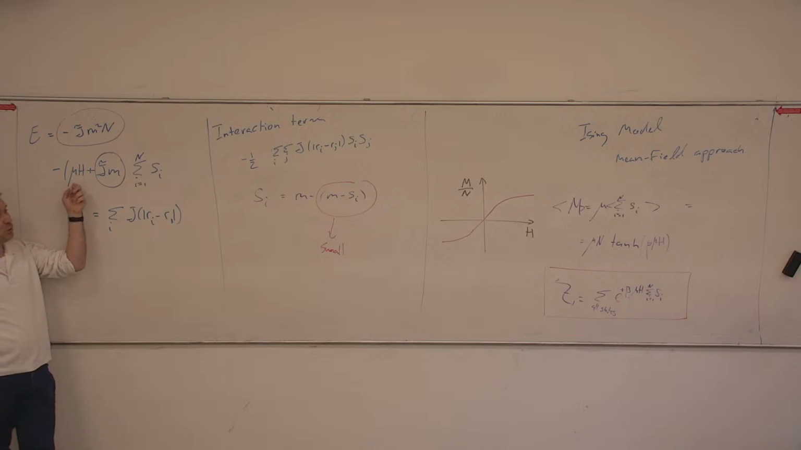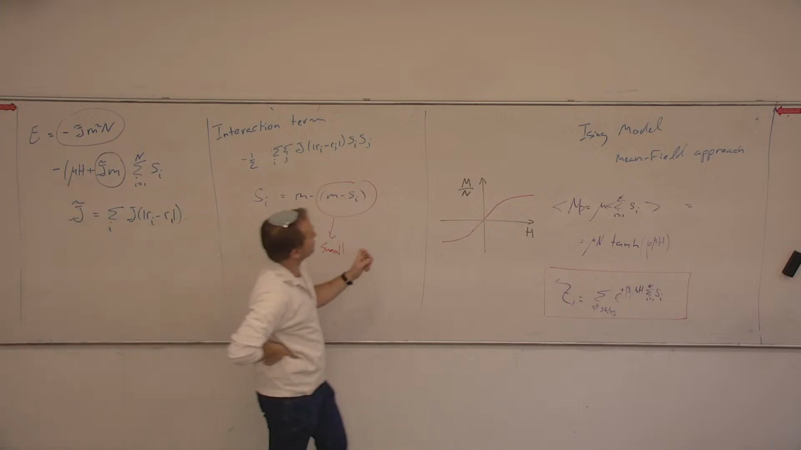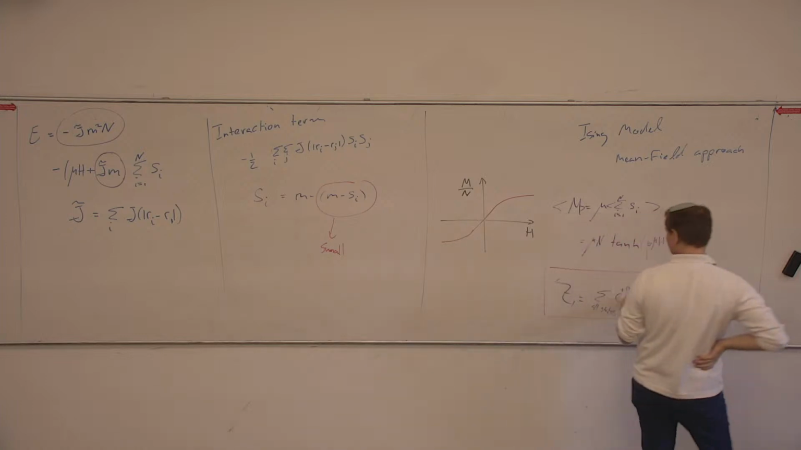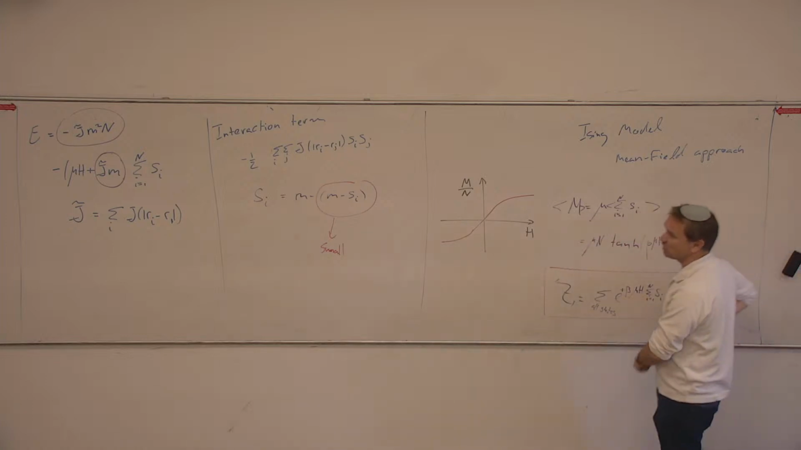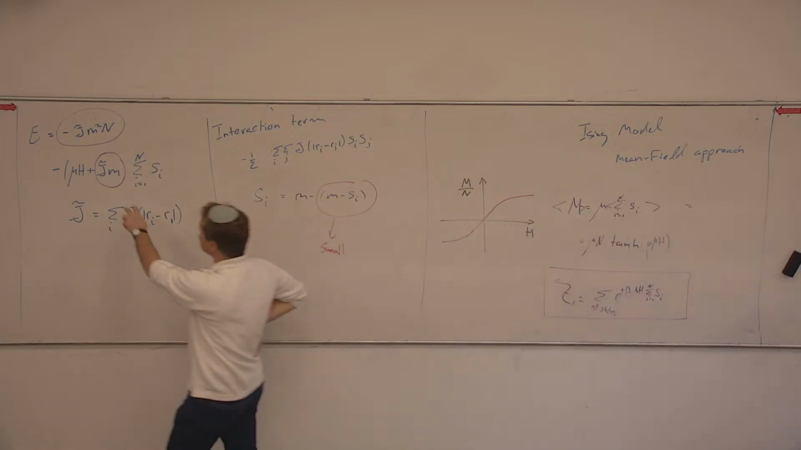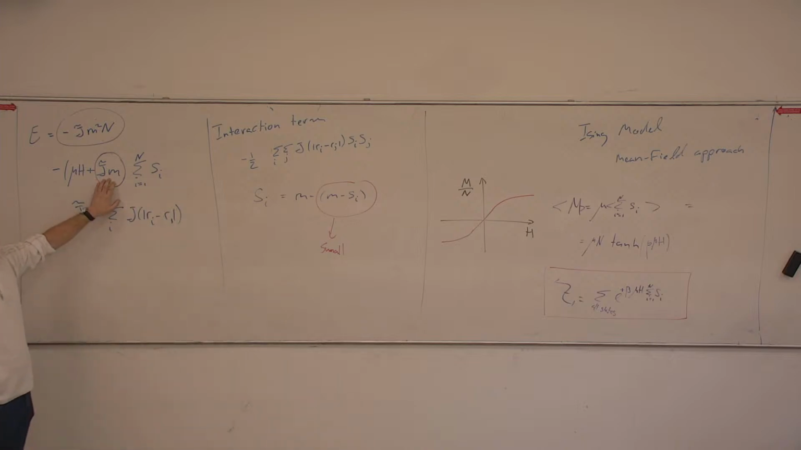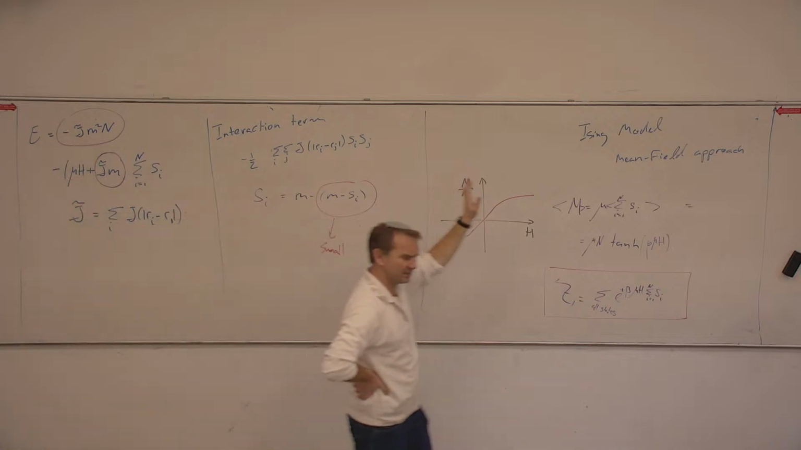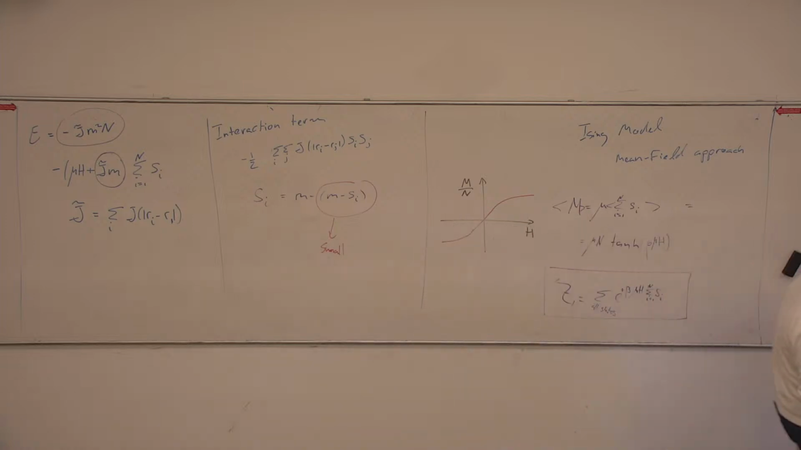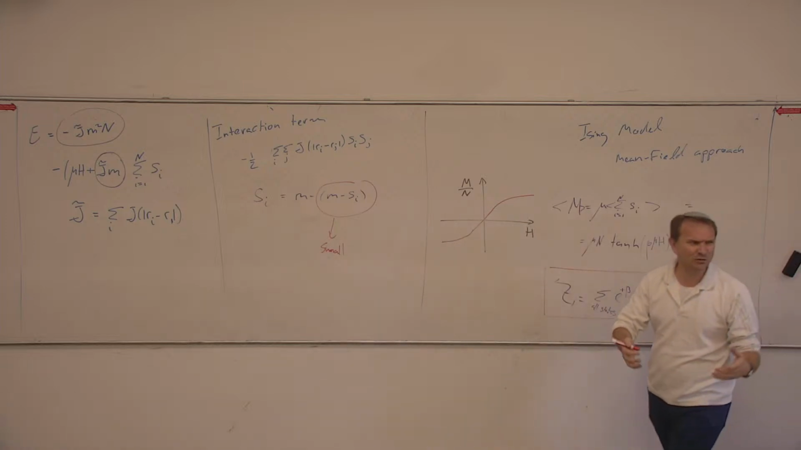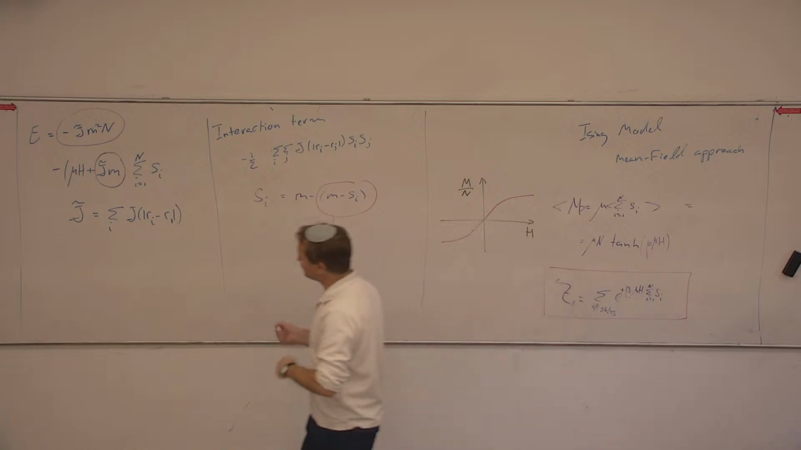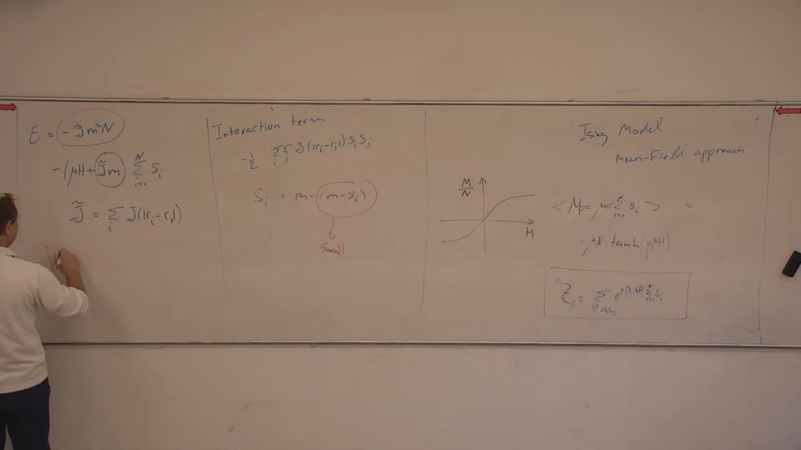It's not just mu h as it was over here. Okay? It's not just mu h, it's mu h plus something. And we also need to add this additional term, which is a constant. And the problem with this approach, which is very nice, right? So everything now falls down into the representation of a free Ising model. The problem is, what is M?